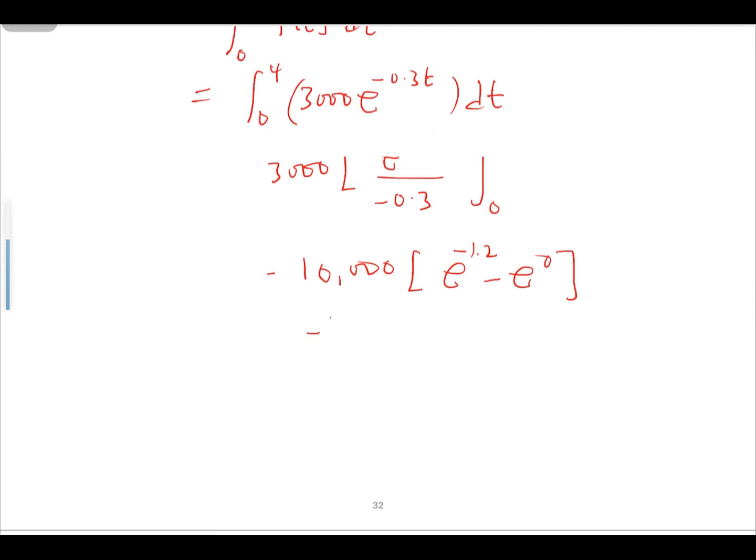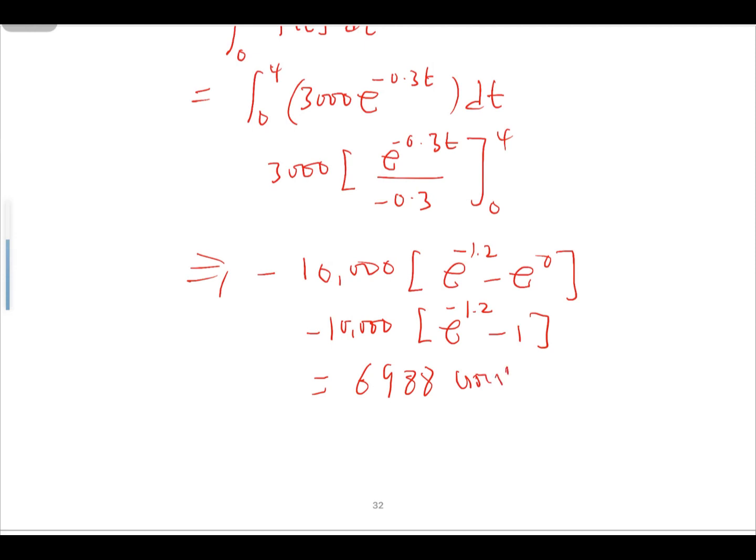And therefore, we are going to get negative 10,000 exponent negative 1.2 minus 1. And in all, we are going to get 6,988 units. That is for the first 4 months. That will be our total cumulative sales after the first 4 months. So let's move ahead and solve the others as well.